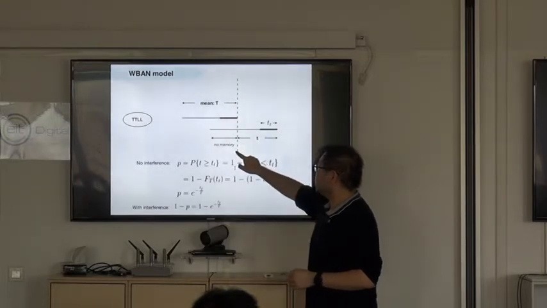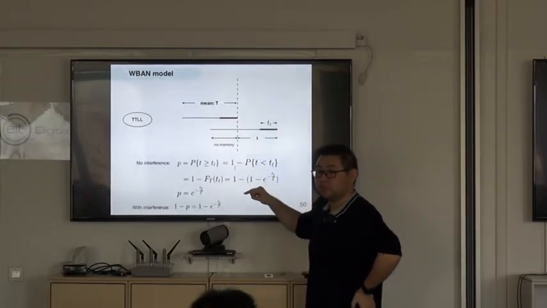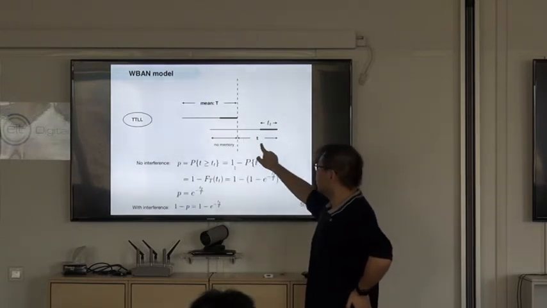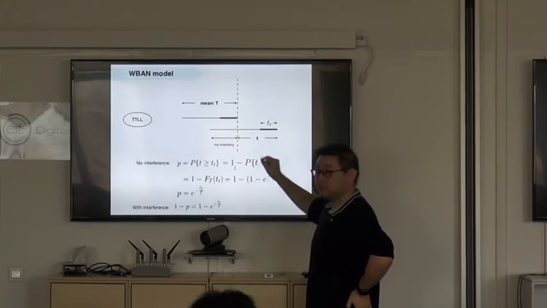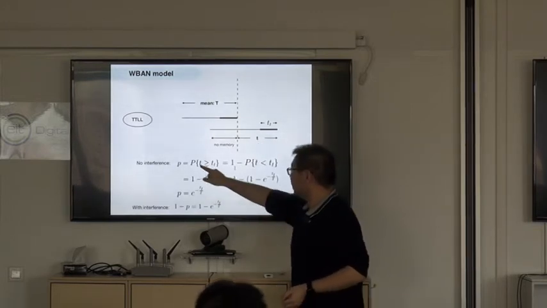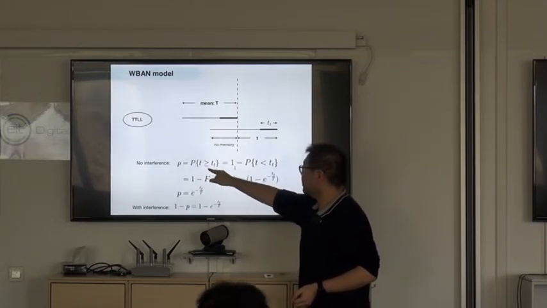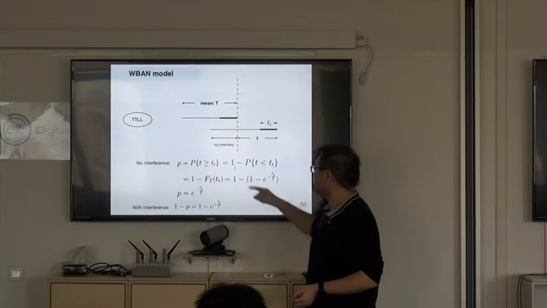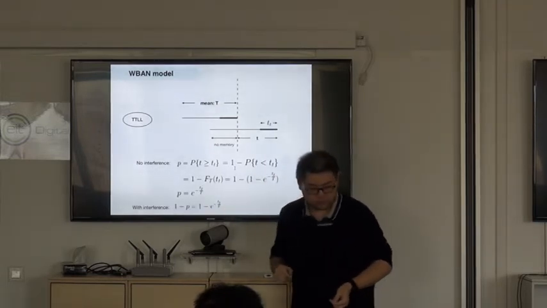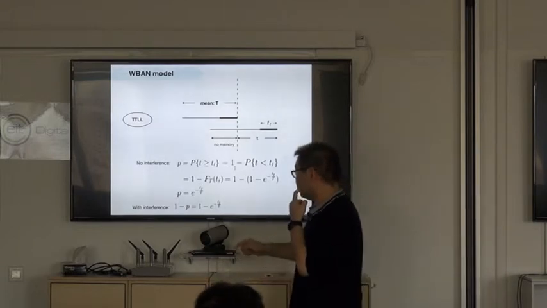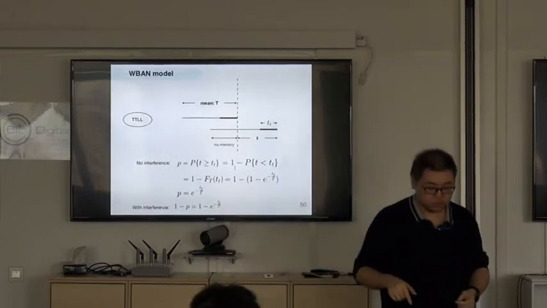And as the exponential distribution has no memory, the rest time is equal to the time t. So the probability that we don't have interference is the probability that t is bigger than TT. So finally, it's this one. And the probability with interference is this one, it's 1 minus p.